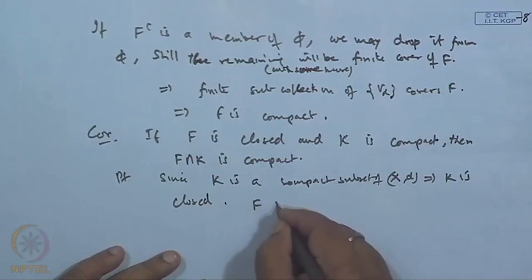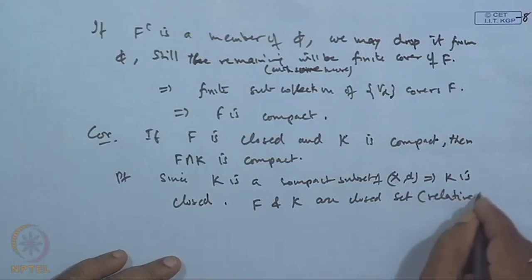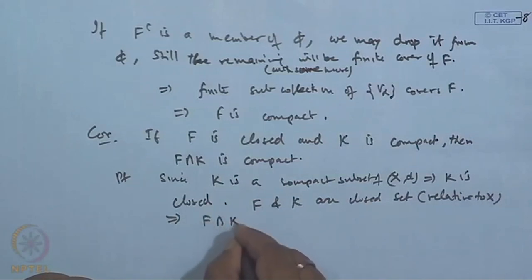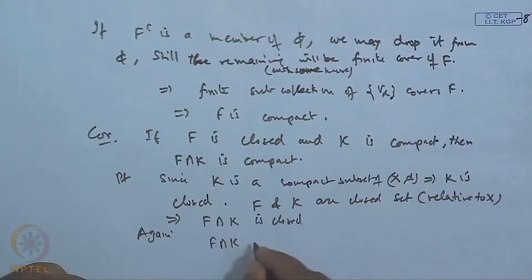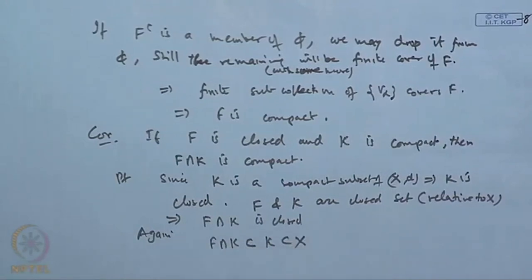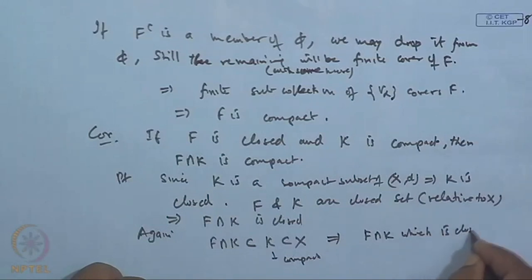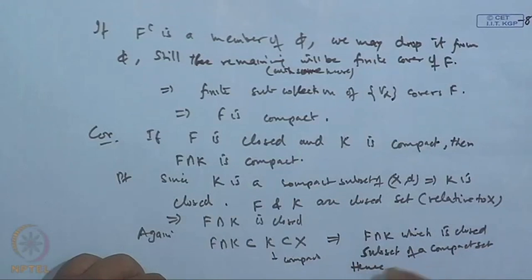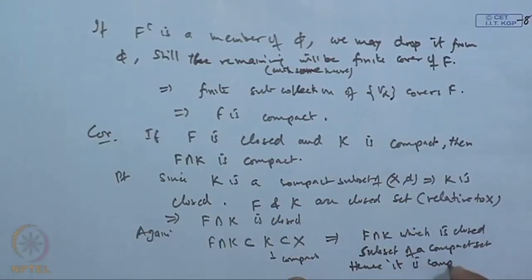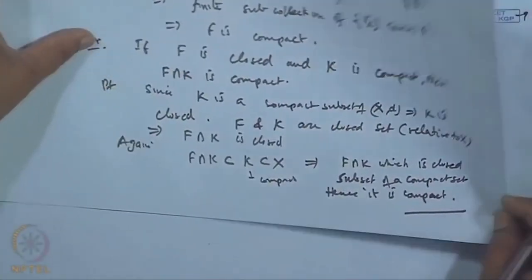Further, F and K are both closed sets relative to X. So this implies that the intersection of two closed sets is closed. Again, this intersection F intersection K is totally contained in K, which is contained in X. K is compact. So every closed subset of a compact set is compact. So this implies F intersection K, which is a closed subset of a compact set, is hence compact. Okay. So that proves the result.